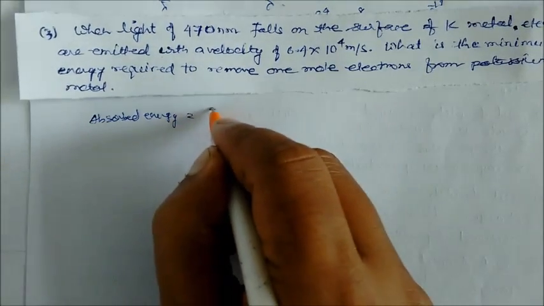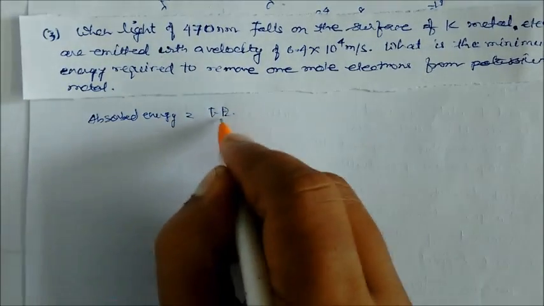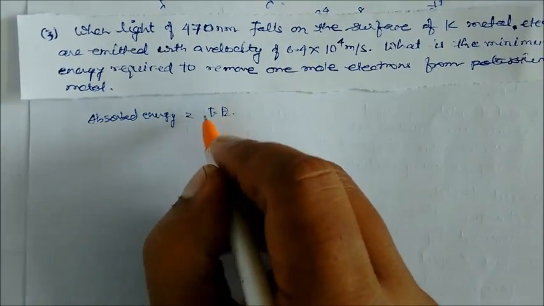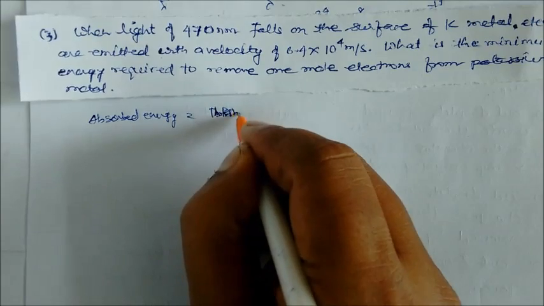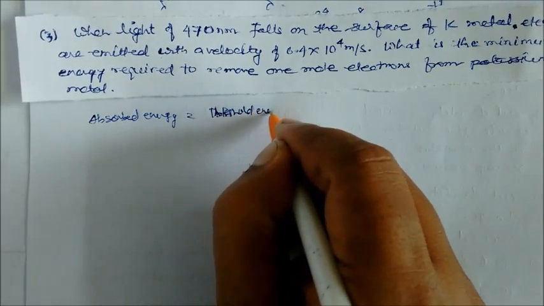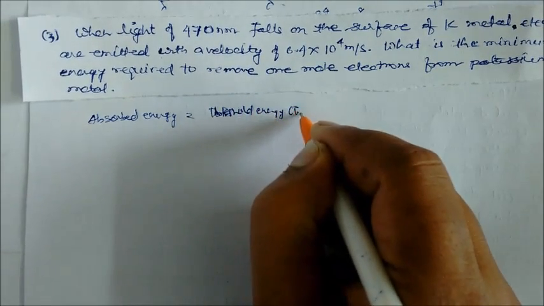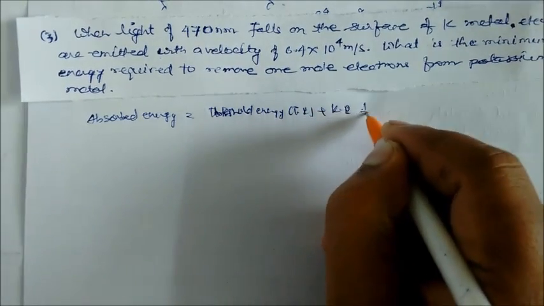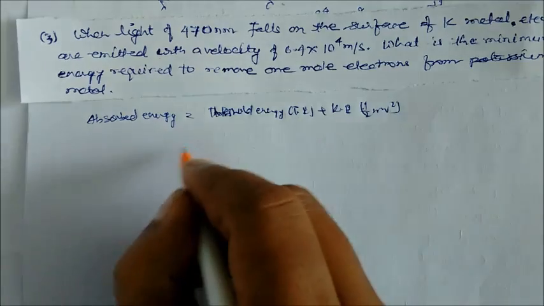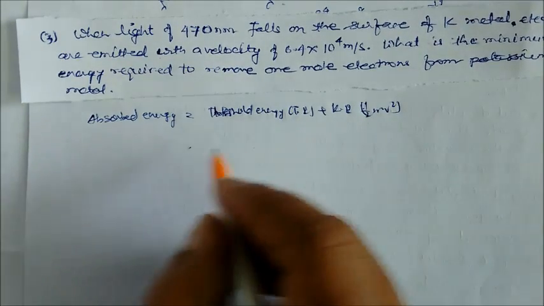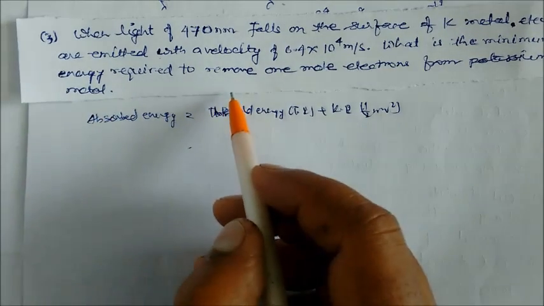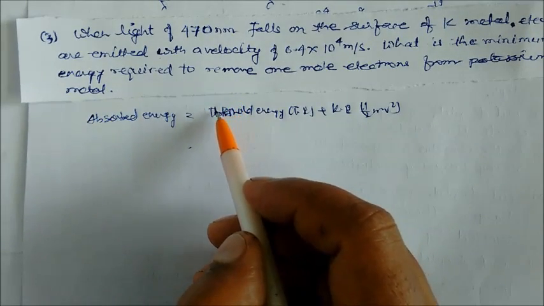So if you revise all these questions you will understand. This is called the total energy. Now this is your threshold energy. So we write it in terms of TE, that is the threshold energy, plus kinetic energy. So kinetic energy is half mv square. So we have to remember this. So we have to find here what is the minimum energy. Minimum energy means they are asking here.